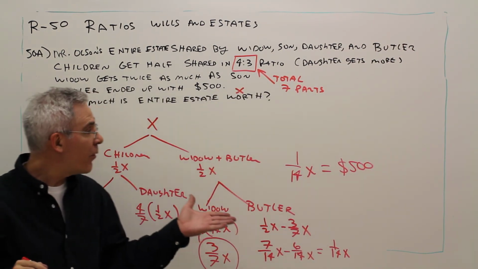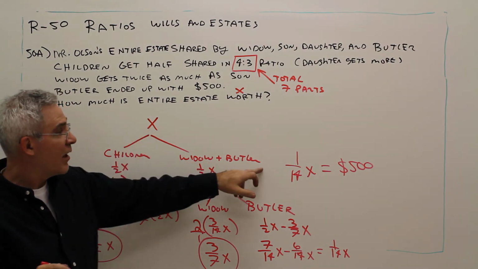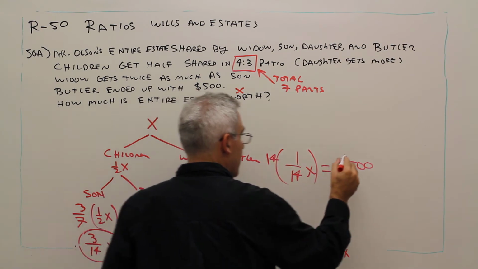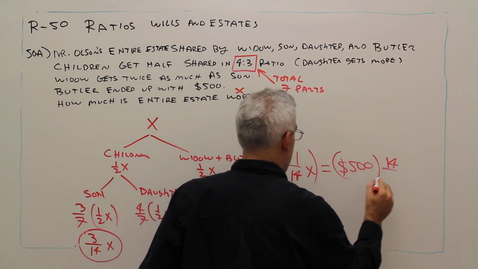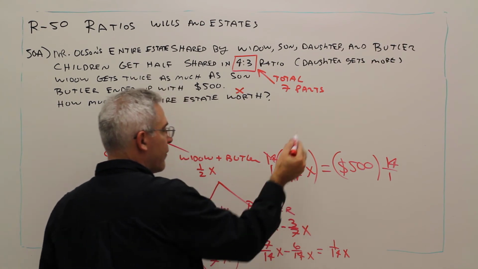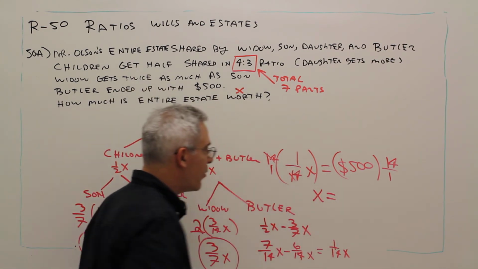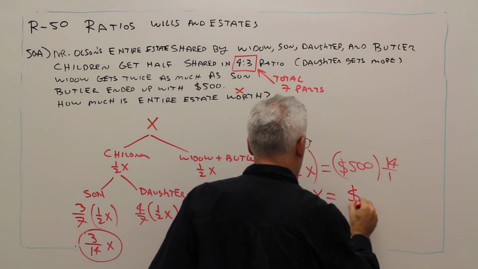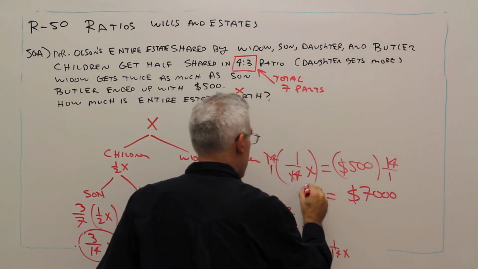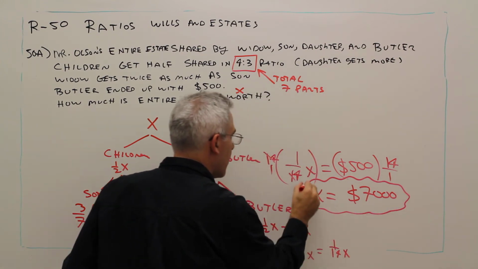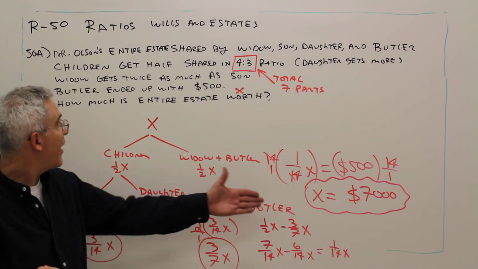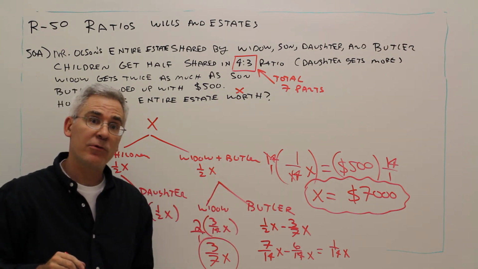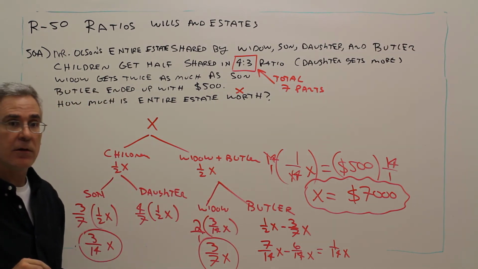I don't care about 1/14 X. I care about X. Simply multiply each side by 14, 14/1, if you will. If I do that, X equals, what did I get? $7,000. So the answer to problem 50A is $7,000 is the value of the entire estate.